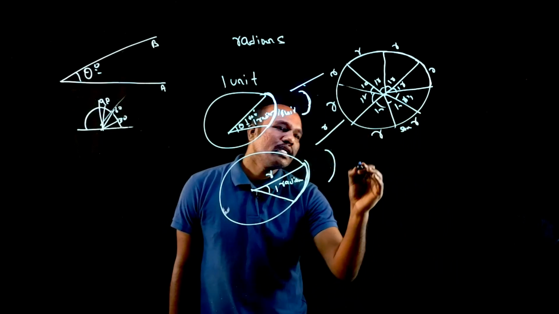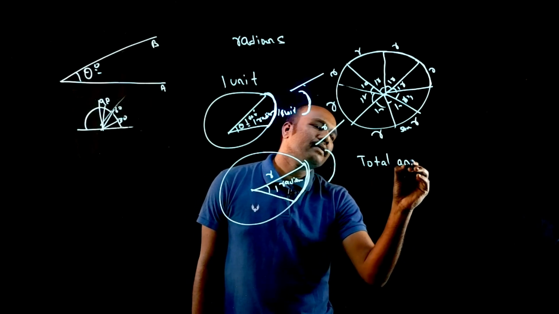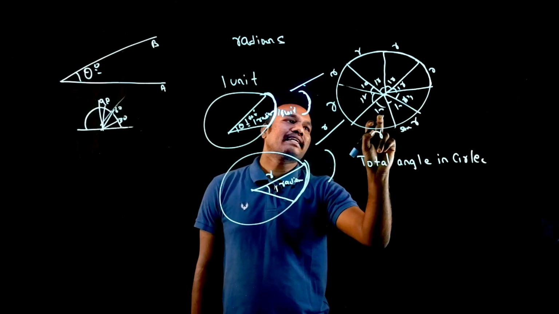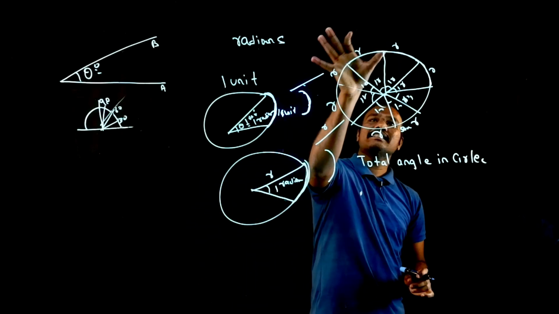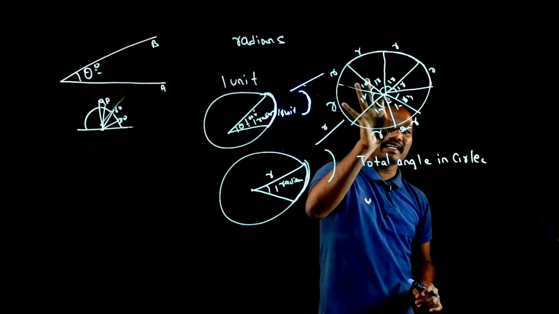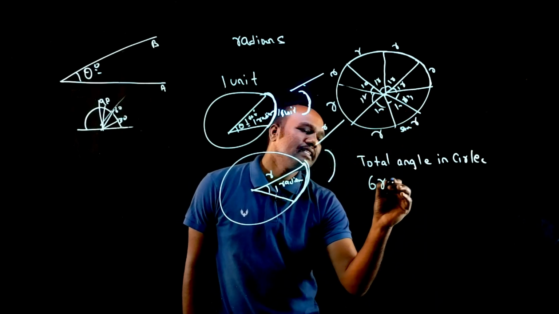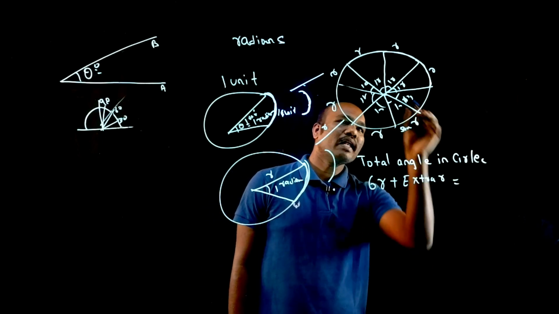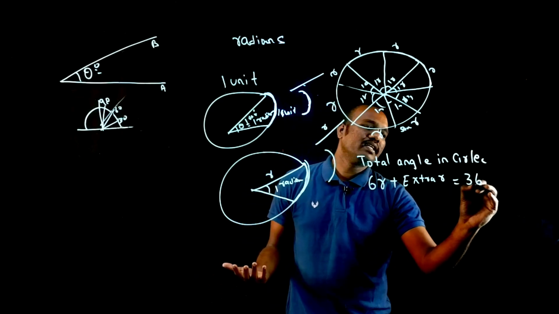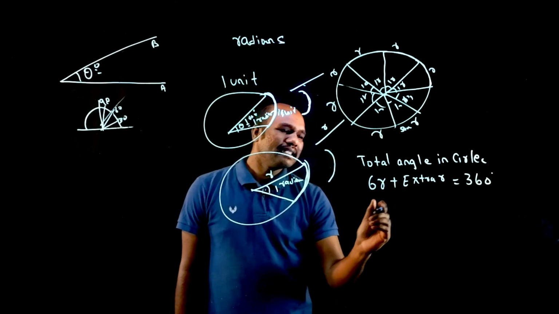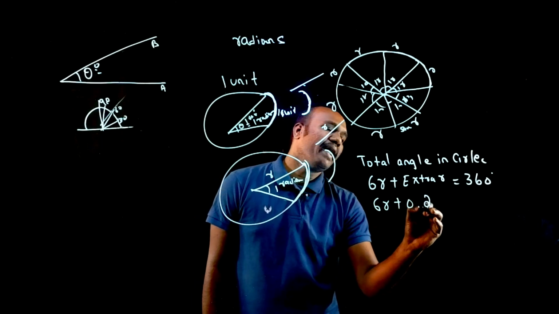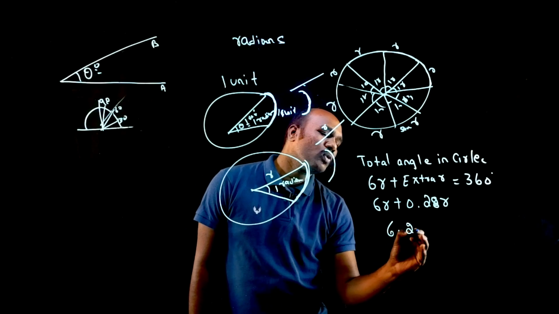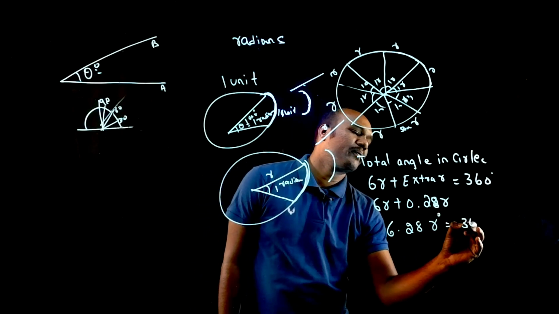See, the total angle in a circle, how much is it? 1, 2, 3, 4, 5, 6 plus some extra, because after the 6 some extra has come. This is not a full R, it is extra. So I'll write 6 radians plus the extra radians is equal to the total angle. The total angle in a circle is how many degrees? 360 degrees, right? This extra has been calculated by scientists, that is 0.28. So the total angle is 6.28 radians, which is 360 degrees.